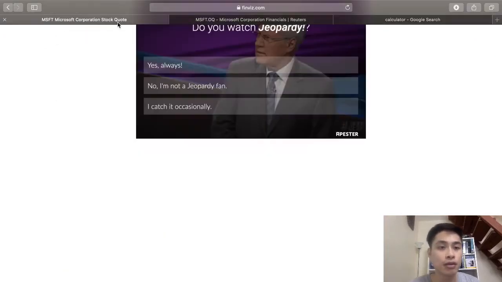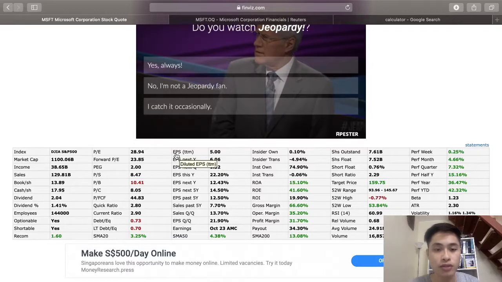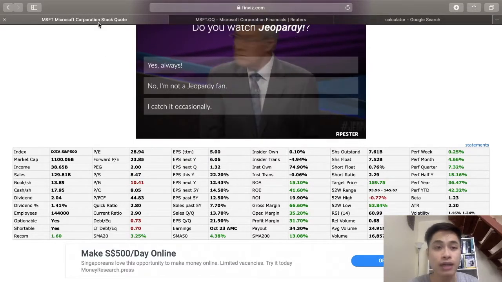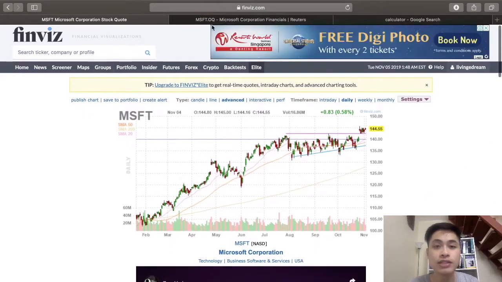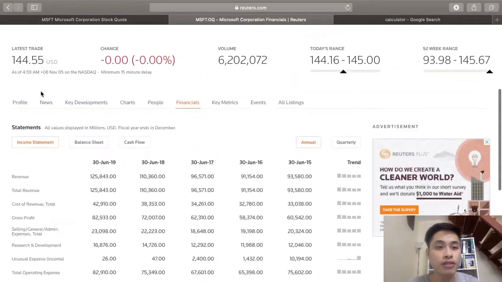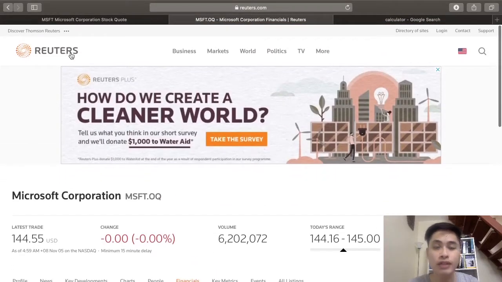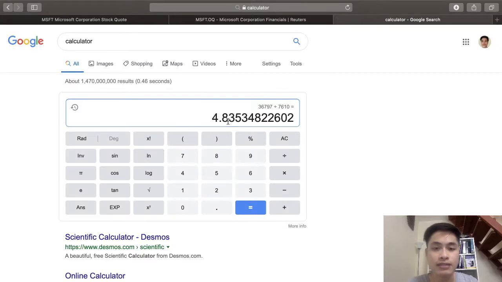Then let's take a look and double check. You can see here the EPS for the previous 12 months is 5. There's a slight difference because we are using different websites. This is Finviz, and I got the net income of Microsoft from Reuters. Sometimes different websites report different financial numbers. But as we can see, the difference is not by a lot.